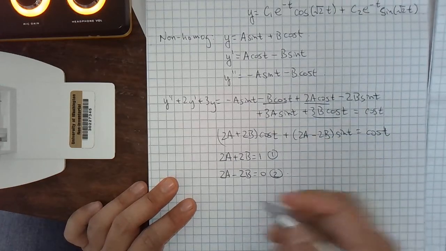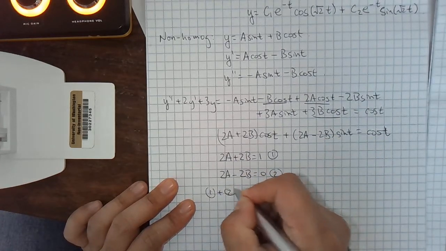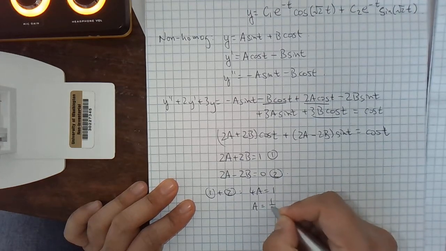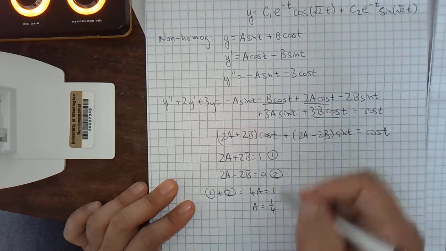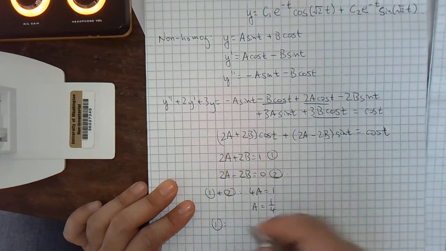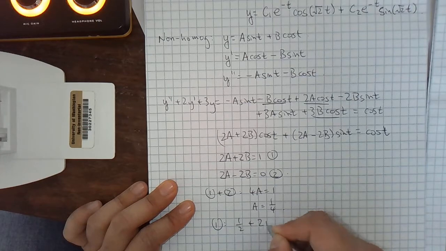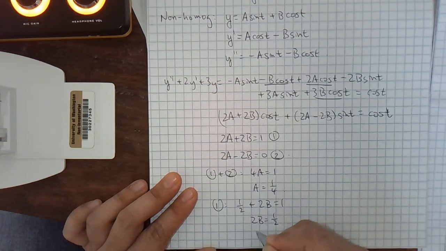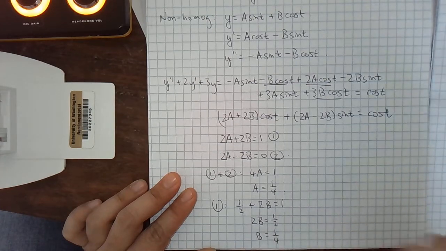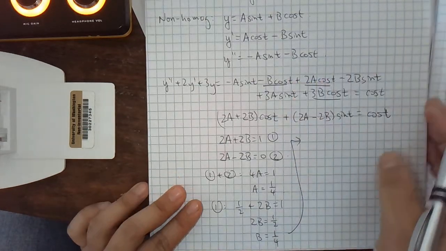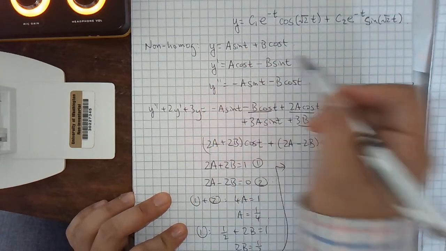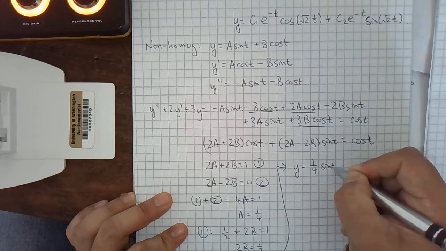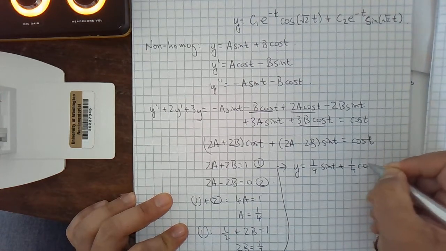Okay, easy thing is just to add them. That will eliminate the b. So we get 4a equals 1, which means a is 1/4. And then into either one, let's do equation 1. 2 times 1/4 is 1/2 plus 2b equals 1, which means 2b is 1/2. So b is also 1/4. Okay, so then our particular solution to the non-homogeneous equation is 1/4 sine t plus 1/4 cosine t.